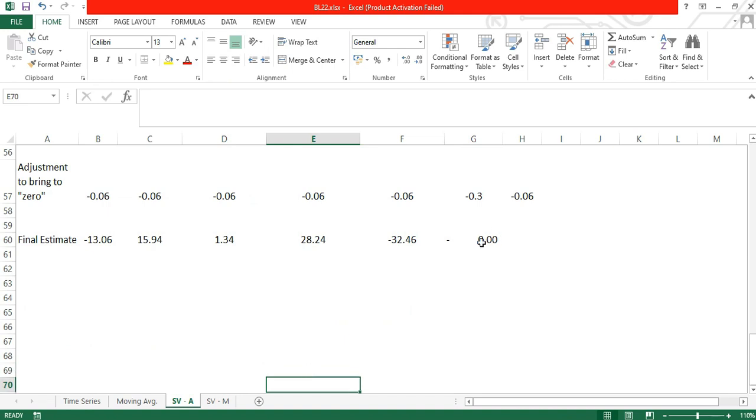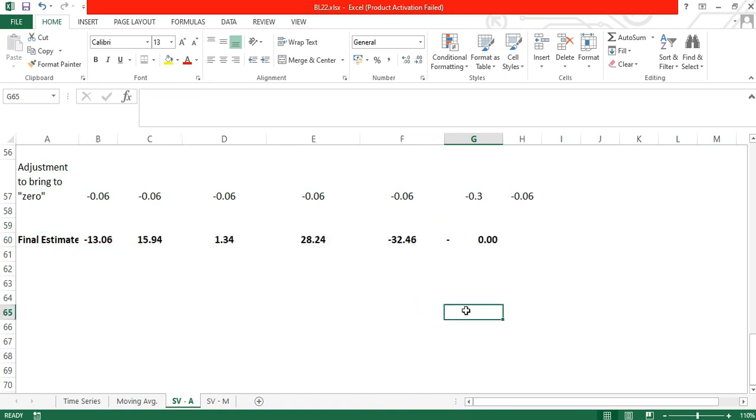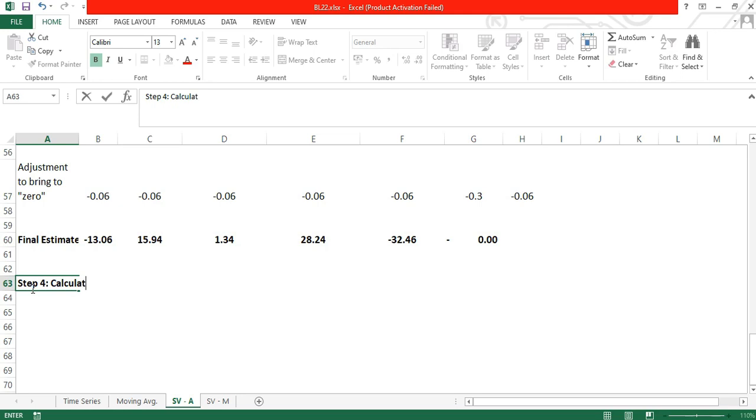Alright. So this is what you need or you will be given in your exam. Finally, there is another step, step 4, where you have to calculate the overall trend.